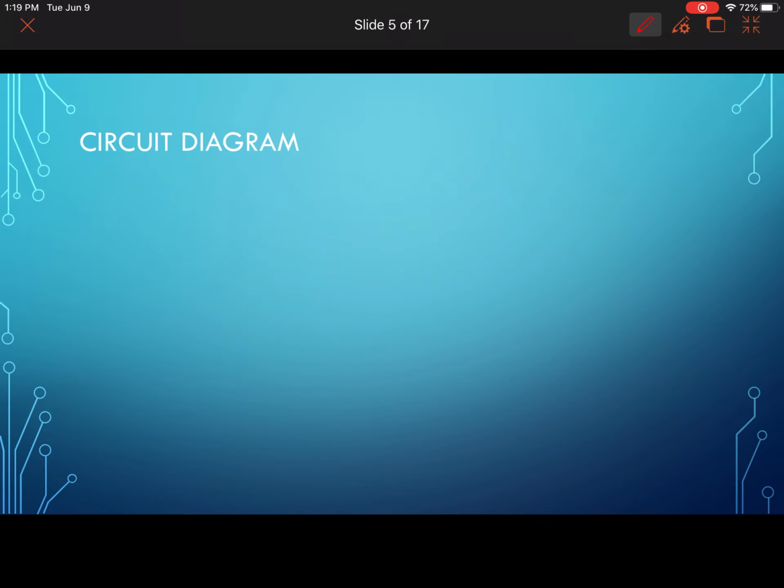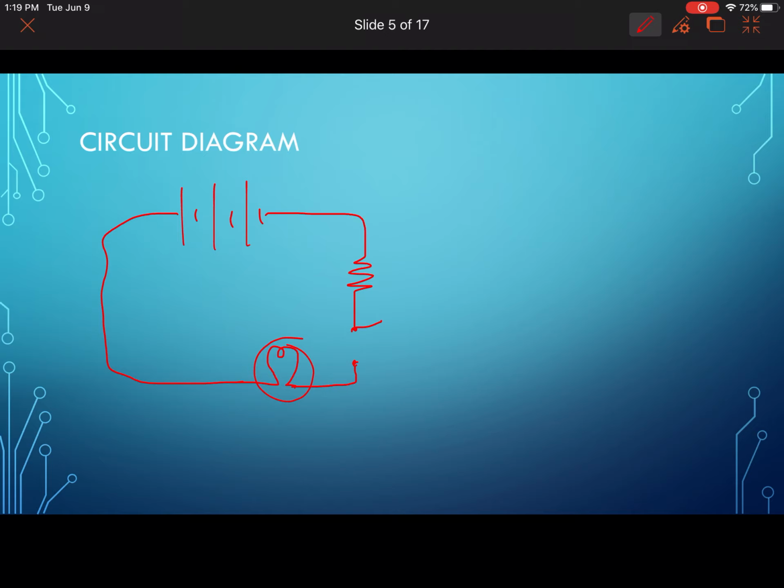Now, circuit diagram. I'm going to draw you an example of a circuit diagram. So these are our cells, this is our battery here. We'll have a resistor here. Then let's put a switch here. And then let's come this way, and we're going to have a lamp. And then I'm going to come all the way around and just complete the circuit here.